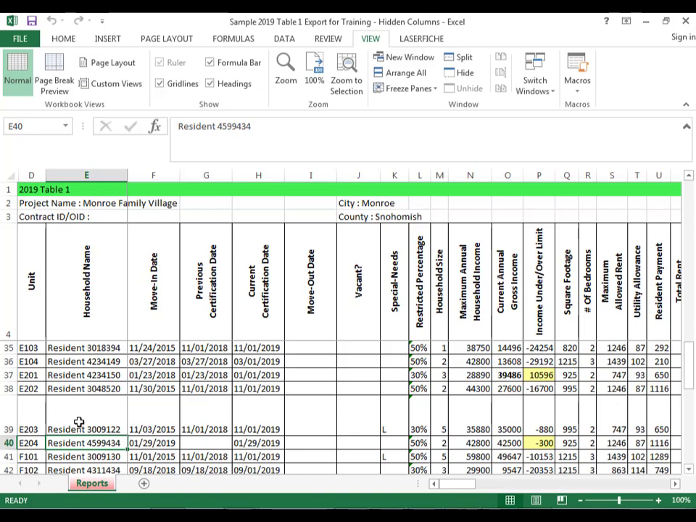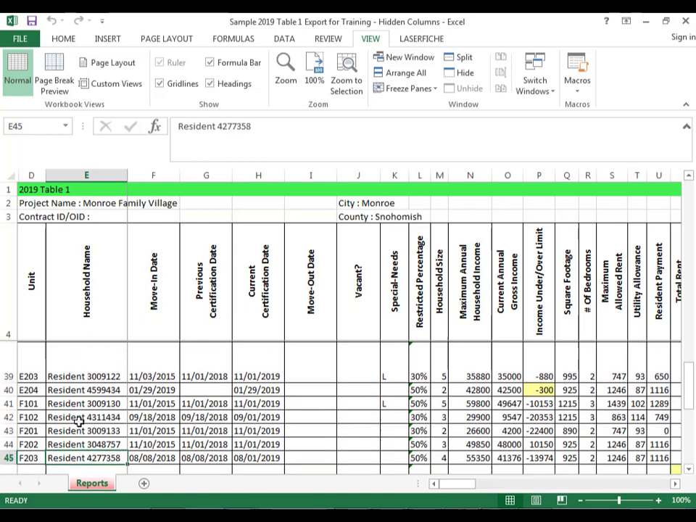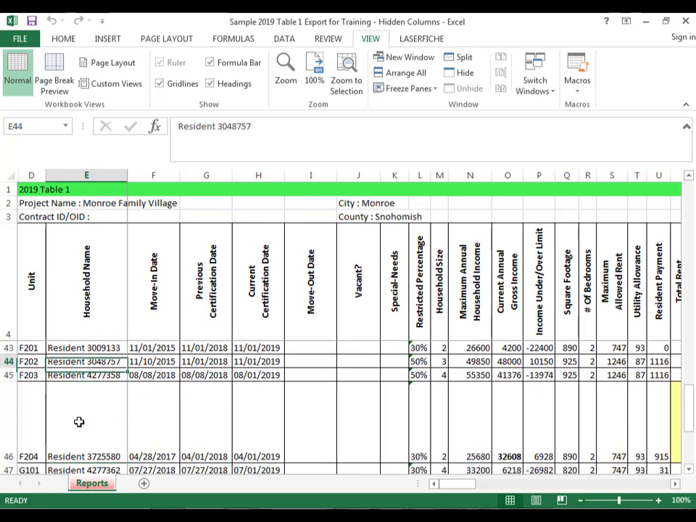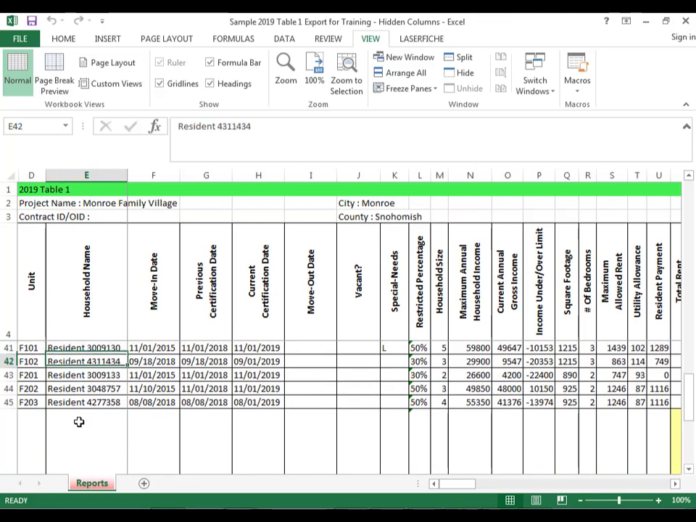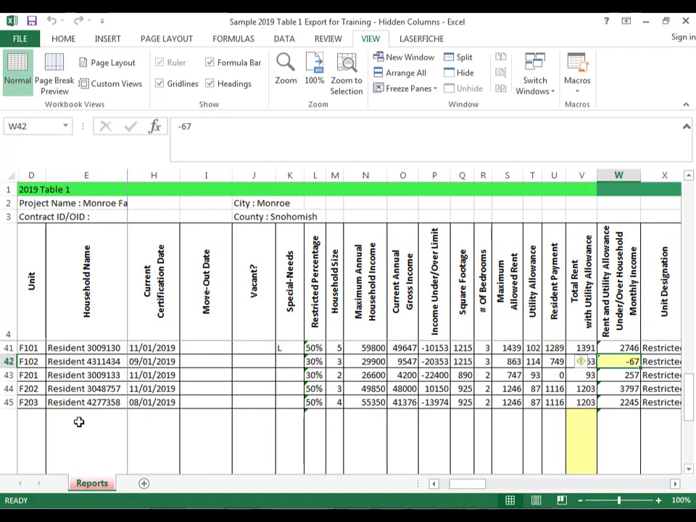Next unit that I'm going to look at is F102. Again, I'm going to move my page up just to make it a little bit easier to view. And what we're seeing here is nothing yet. Keep going to the right. And this is another new column for us. Rent and utility allowance under over household monthly income.